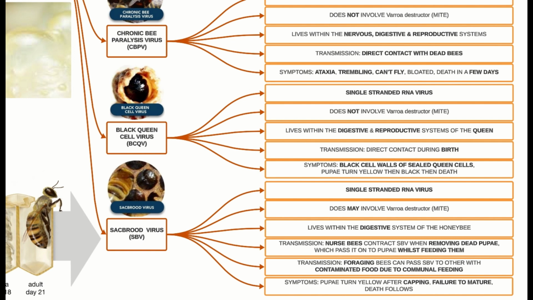Transmission also involves the activity of foraging bees that can pass on the virus to other bees with contaminated food during communal feeding, which means that one bee will feed another bee. It's a very social activity. Symptoms include the pupa turning yellow after capping, then there is a failure to mature, and then death follows.